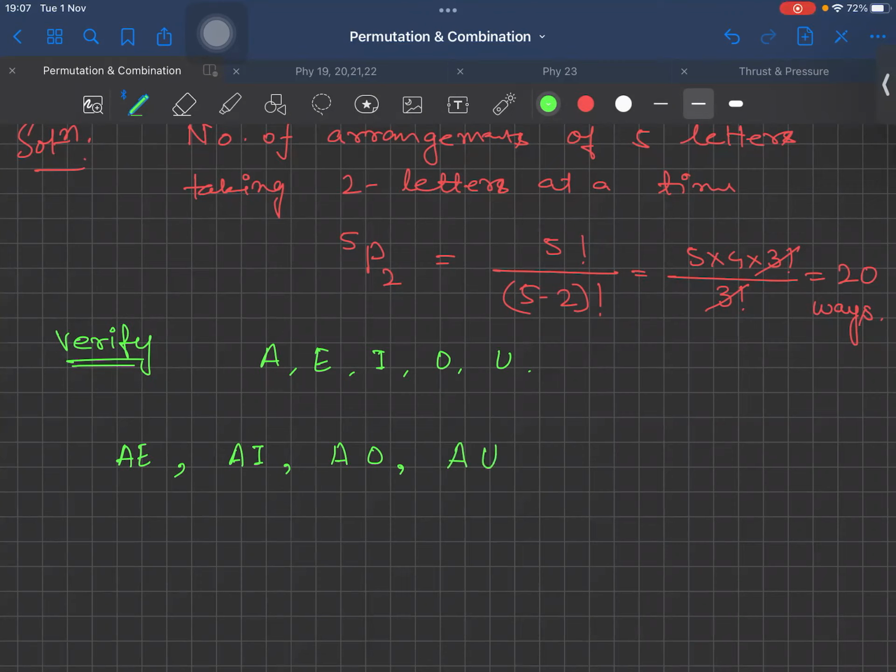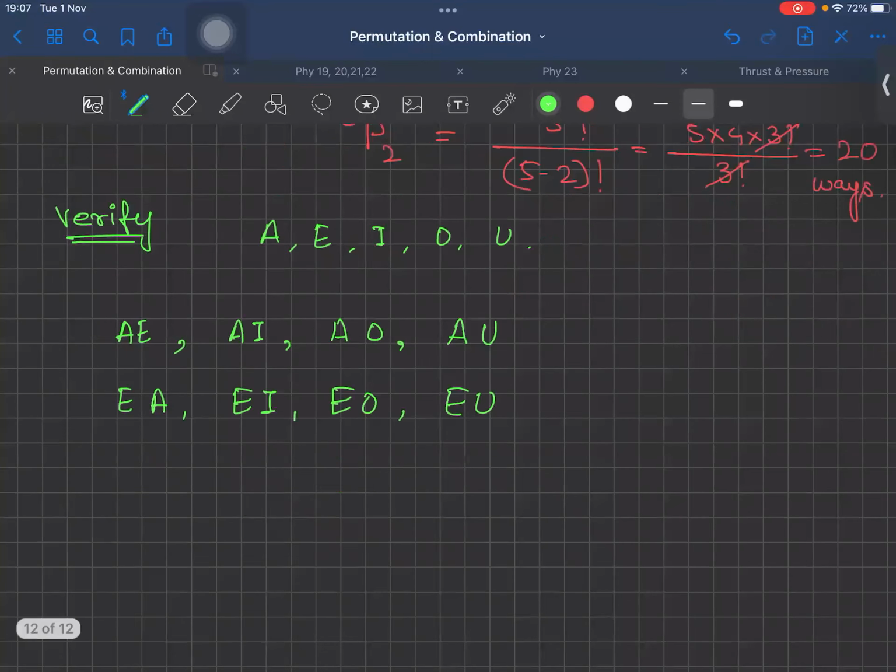Now E: EA, EI, EO, EU. Okay. Then I: IA, IE, IO, IU. So which are the possible combinations that we are eliminating? That is my question actually. This, everybody knows, everybody can do. Which is the possible combination that we are neglecting?